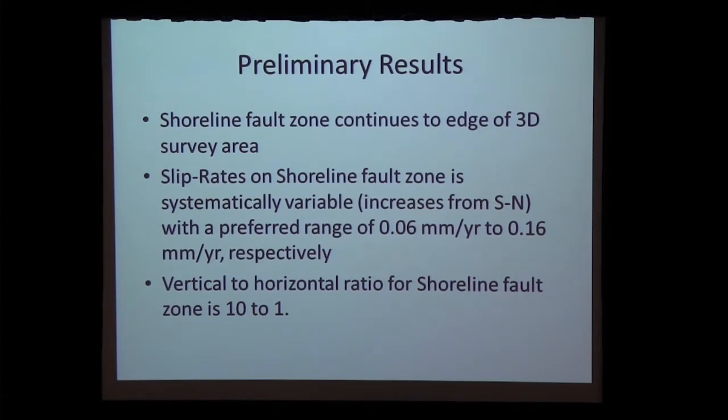And then, I didn't get into this in great detail, but the vertical to horizontal ratio for the shoreline fault zone is 10:1. So those are our basic conclusions, and this is how we came about obtaining those numbers. And by the way, I'd like to point out that this is migrated data, and we assumed a velocity of 1,600 meters per second because we didn't have good velocity numbers to use. So we assumed 1,600 meters per second for our depth.